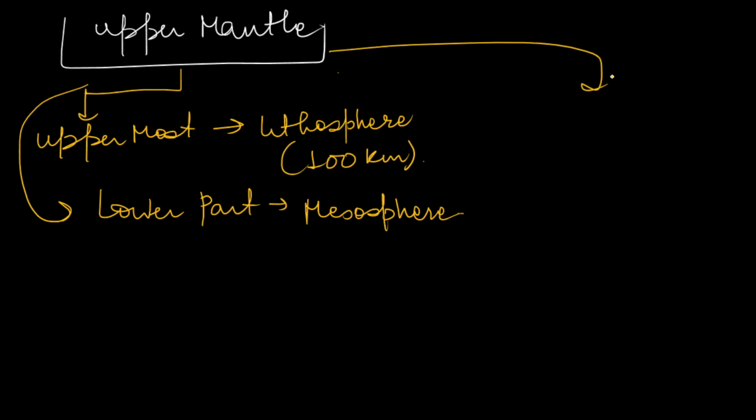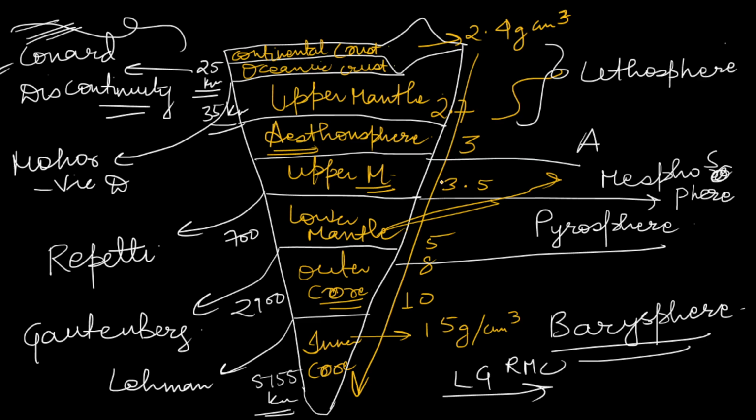Let me correct one thing here. This lower mantle is part of the mesosphere, the outer core is part of the pyrosphere, and the inner core is part of the barysphere. Do correct it, there is a silly mistake here by me. The upper mantle is part of the lithosphere, the lower mantle is part of the mesosphere. Some parts of upper mantle and lower mantle are part of the mesosphere. Remember it.